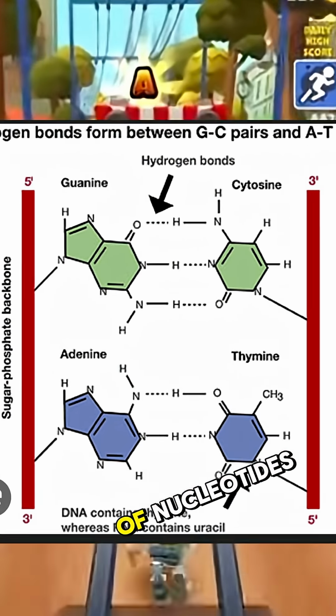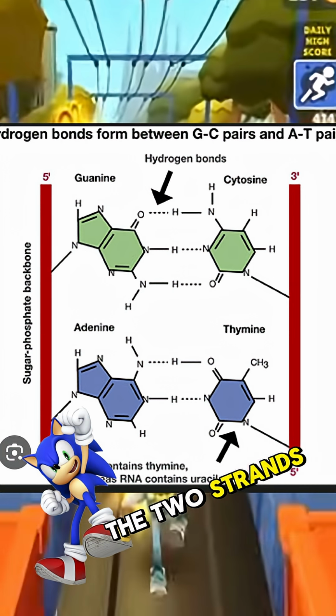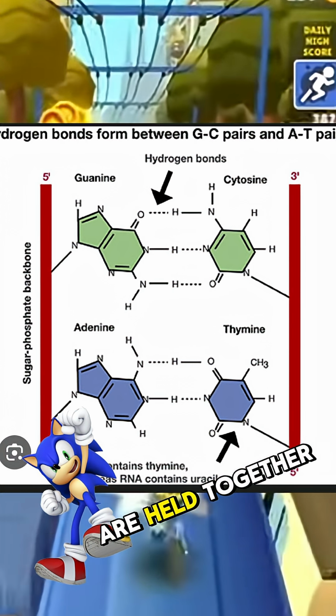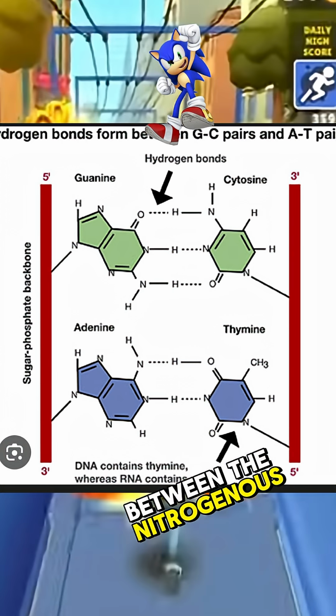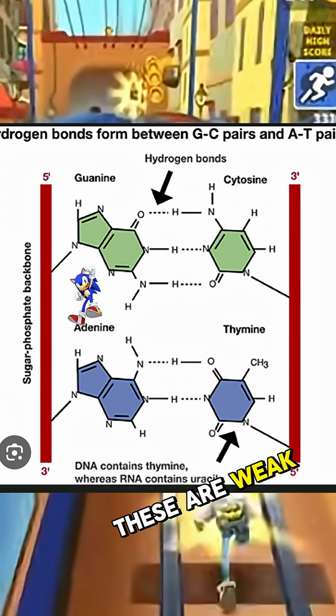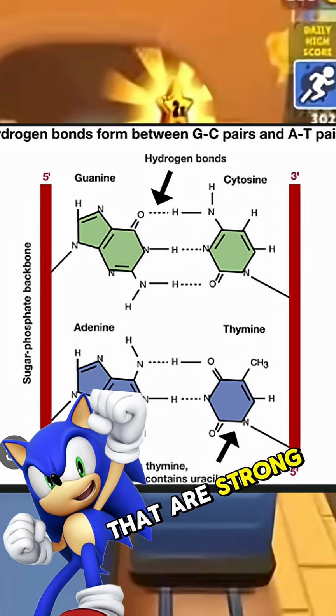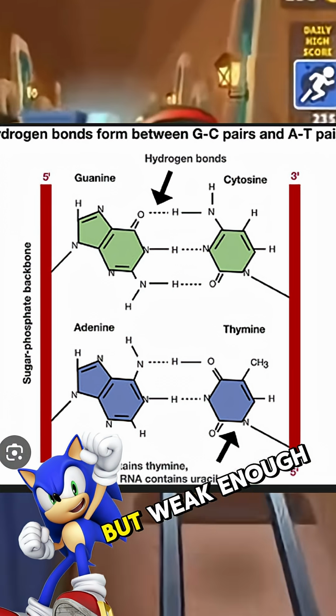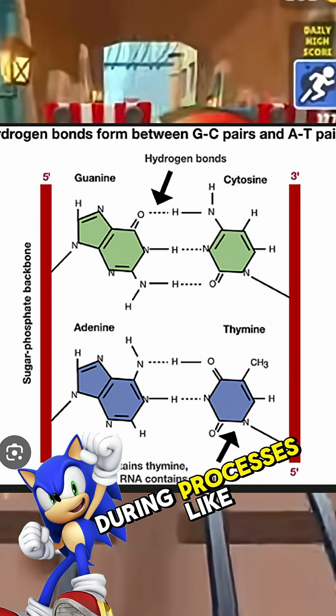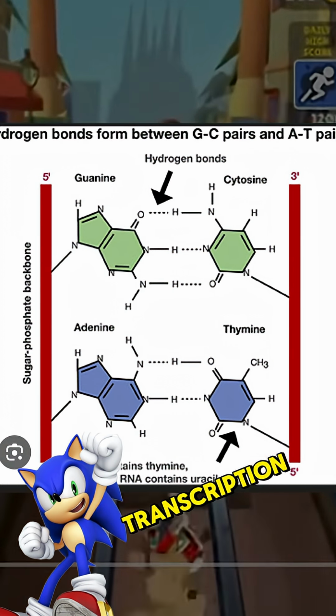Hydrogen bond pairing of nucleotides. The 2 strands of the DNA double helix are held together by hydrogen bonds between the nitrogenous bases. These are weak, non-covalent bonds that are strong enough to keep the strands together, but weak enough to be easily broken during processes like DNA replication and transcription.